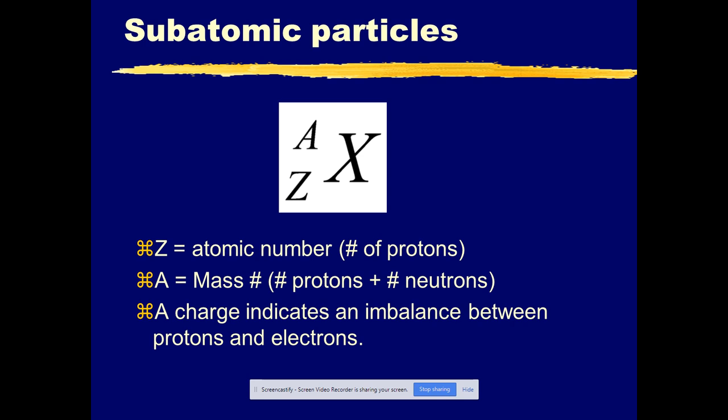If the species is charged, that means there's an imbalance between protons and electrons. If it's positively charged, there are more protons, and if it's negatively charged, there are more electrons. If it's neutral, it means the number of electrons is equal to the number of protons. So it's very important that you can, if given protons, neutrons, and electrons, come up with this symbol, or if given the symbol, come up with protons, neutrons, and electrons. And the element puzzle is a great tool for testing your ability to do that.